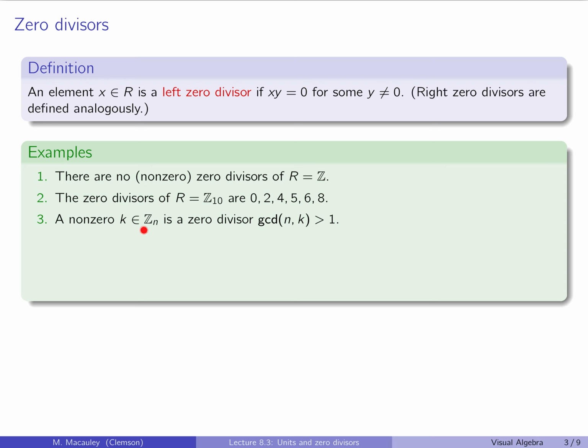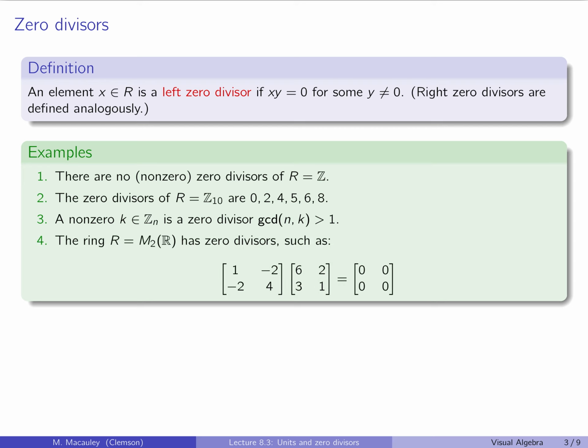In Zn, all of the elements are either zero divisors or units, but that need not hold in general. For example, in the integers, we have 2 units, 1 and -1, 1 zero divisor, 0, and everything else is neither a unit nor a zero divisor.